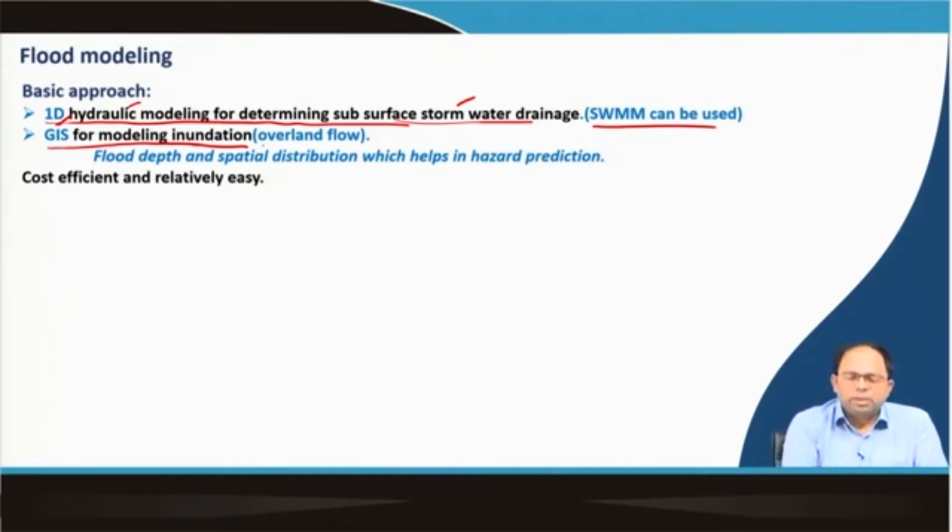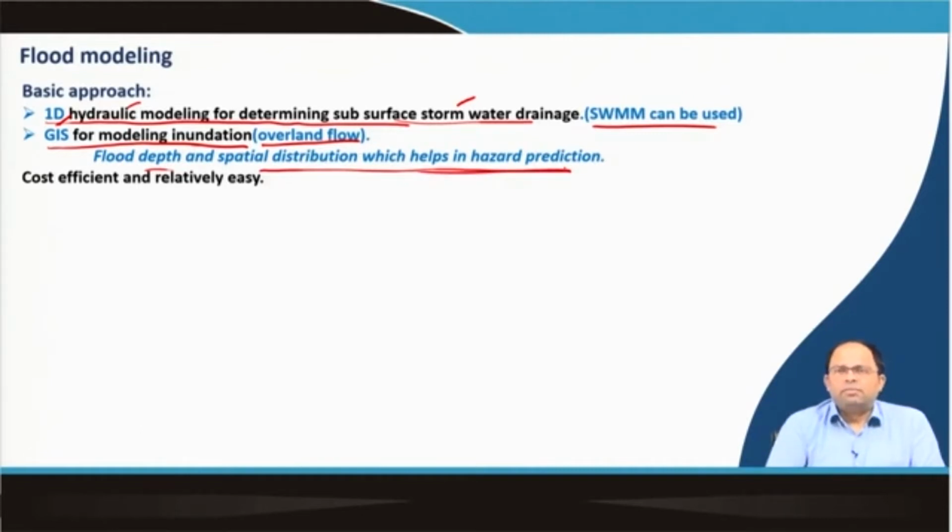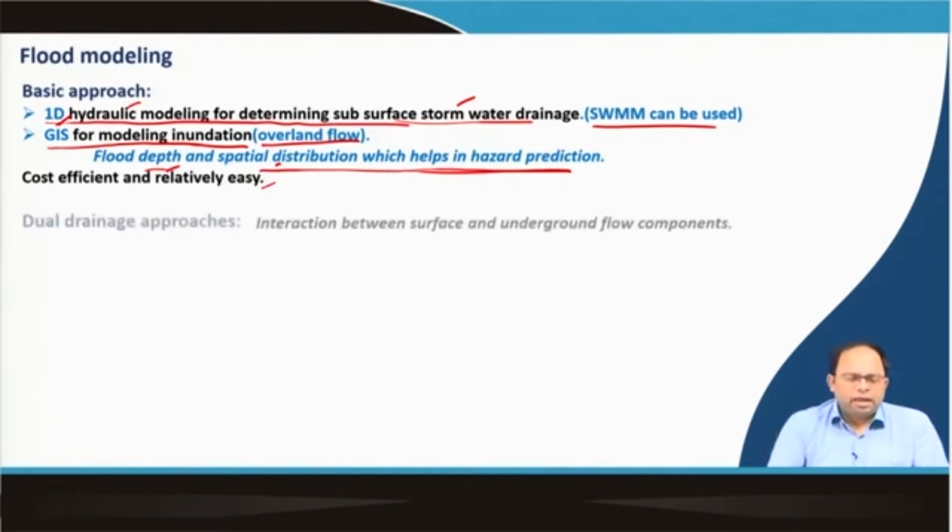So, this could be termed as the overland flow. Flood depth and spatial distribution: once we know the flood depth and the spatial distribution of that flood event, we can determine the hazard created by the flood. So, hazard prediction comes after we can determine flood depth and the spatial distribution or spread of this particular water. This approach is cost efficient and relatively easy, and that is mostly followed in urban areas, but we can also have other approaches as well.